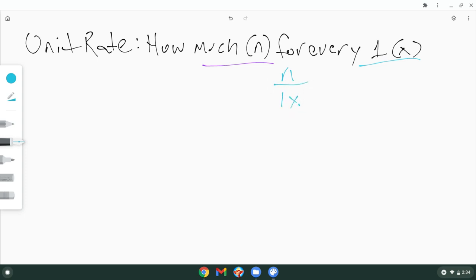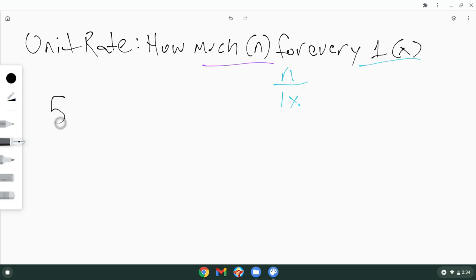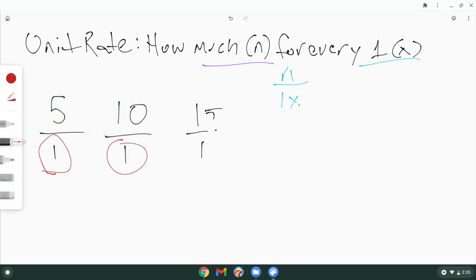And what that could mean, it could mean a number of things, right? It may mean we run 5 miles in every 1 hour. It may mean that we pay $10 for every one pizza that we buy. It may mean that we have 15 questions on every one test, right? The key here is that my denominator always has to be 1.